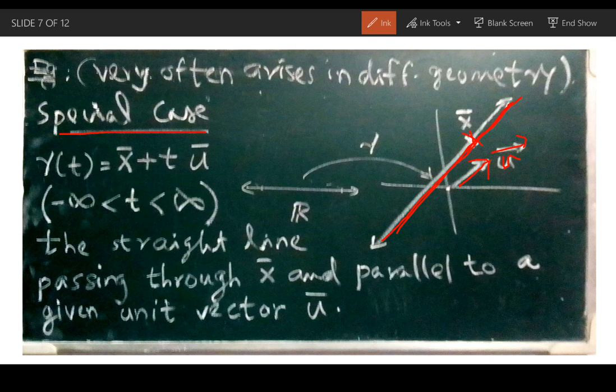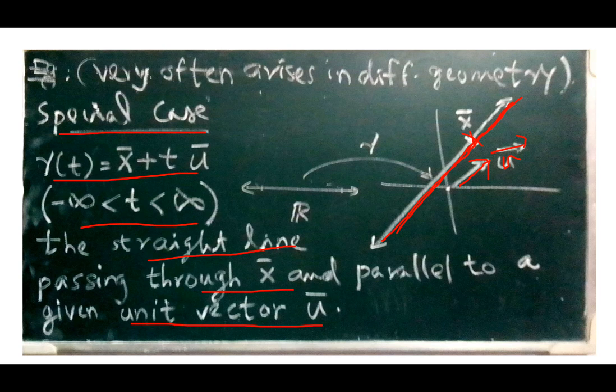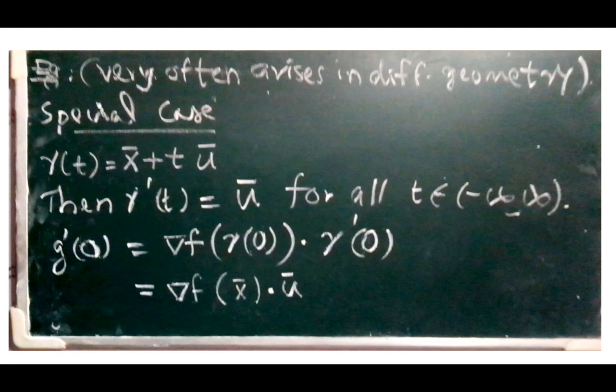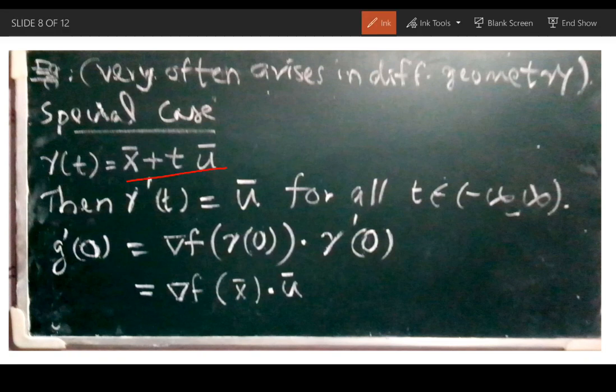You have learned how to parameterize such lines in your degree classes. So this is the parameterization, gamma of t equal to x plus tu, where t is in R. This is the parameterization of a straight line passing through x and parallel to a unit vector u. So this is my gamma from now onwards. So gamma is this straight line.